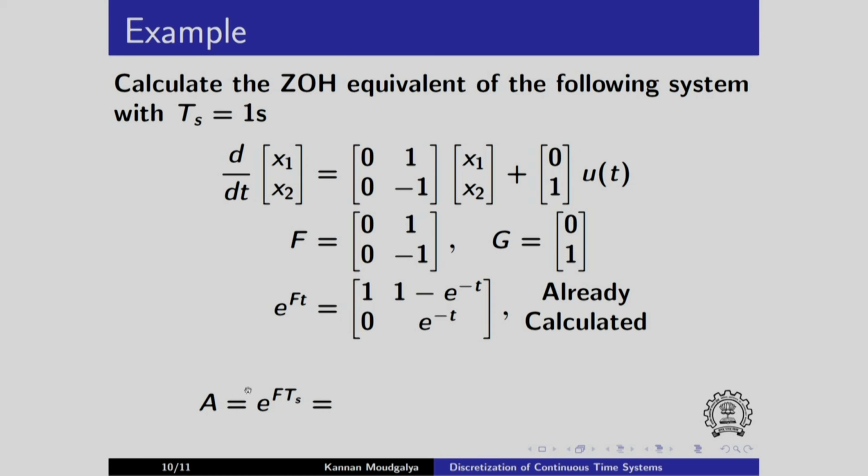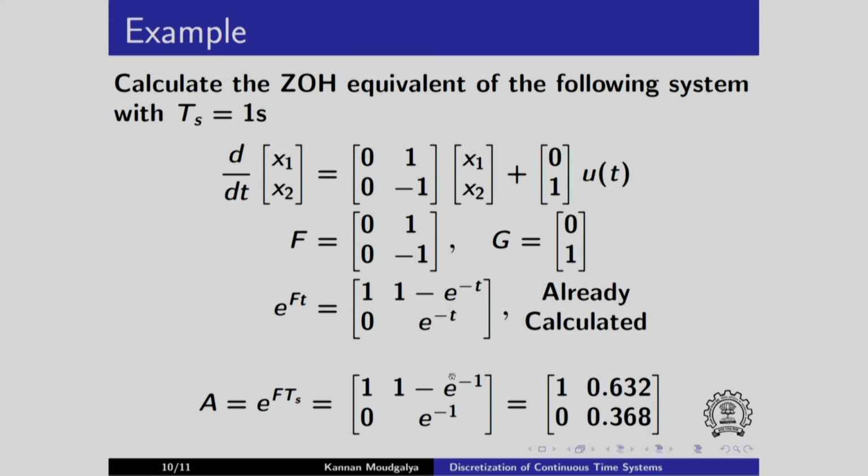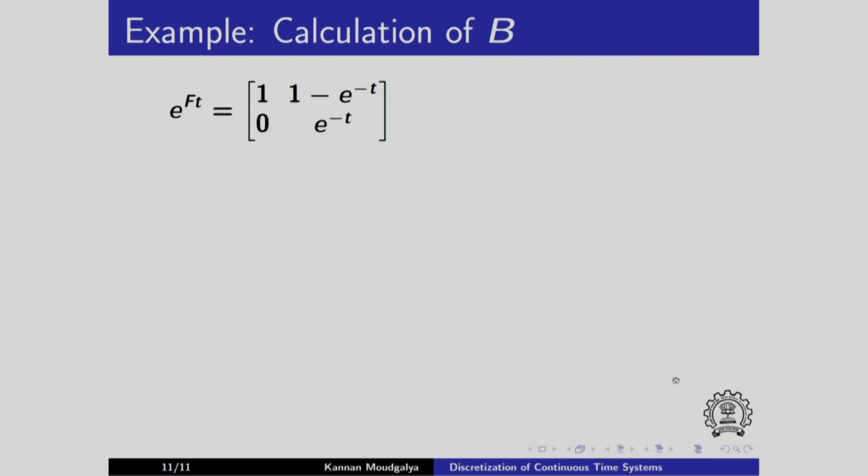So A is exponential f Ts. All that you have to do is wherever t is there, you put Ts, and Ts is 1 second, you substitute 1 here. Of course, we assume that all time units are in second in this problem, and when I substitute the value for exponential minus 1 and simplify, I get this matrix on the right hand side. So A is calculated. Let us next calculate B.